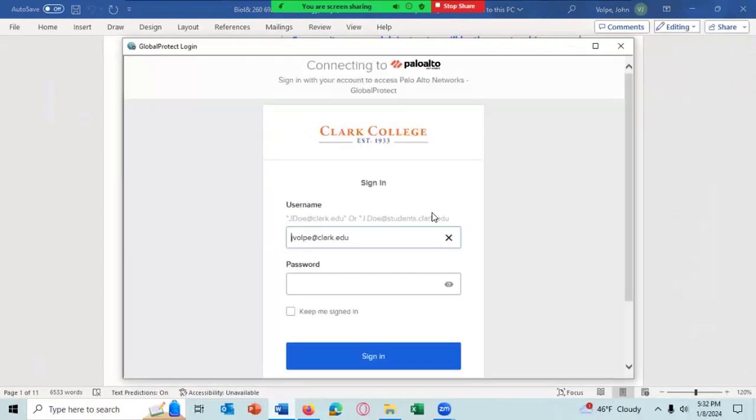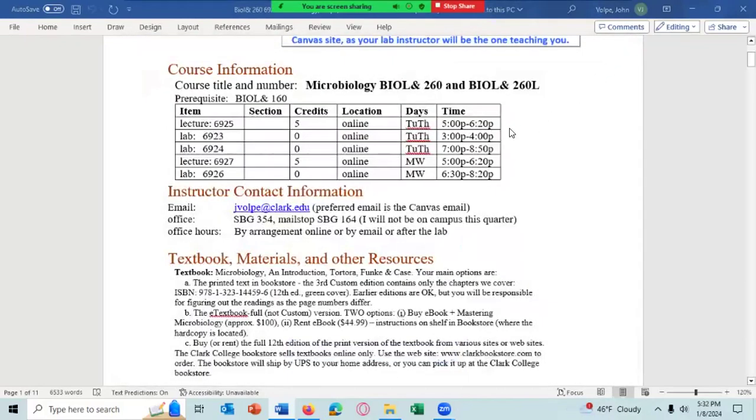I'll be checking my Canvas email every day, except for Saturday and Sunday. Generally, I'll be checking my Canvas email close to every other day. Every day, sorry about that, every day, except for Saturday and Sunday.